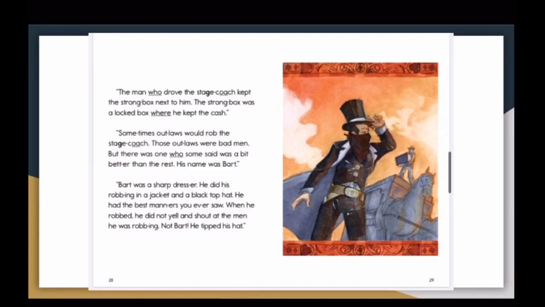The man who drove the stagecoach kept the strong box next to him. The strong box was a lockbox where he kept the cash. Sometimes outlaws would rob the stagecoach. Those outlaws were bad men. But there was one who some said was a bit better than the rest. His name was Bart. Bart was a sharp dresser. He did his robbing in a jacket and a black top hat. He had the best manners you ever saw. When he robbed, he did not yell and shout at the men he was robbing. Not Bart. He tipped his hat.